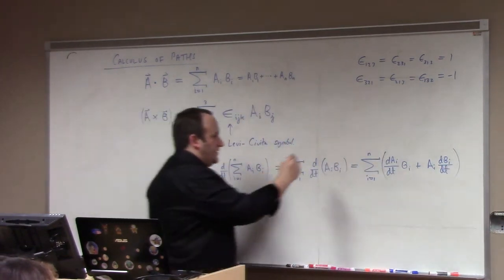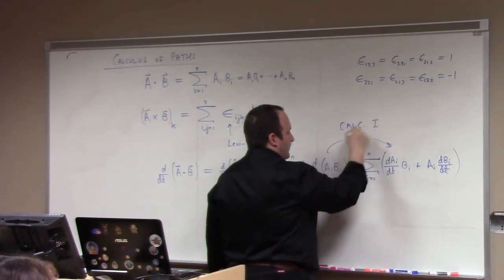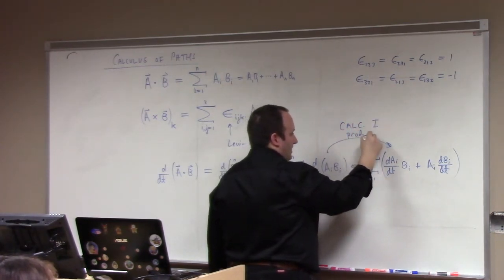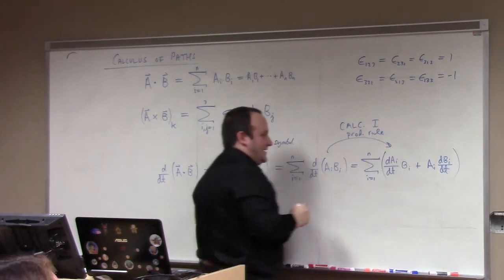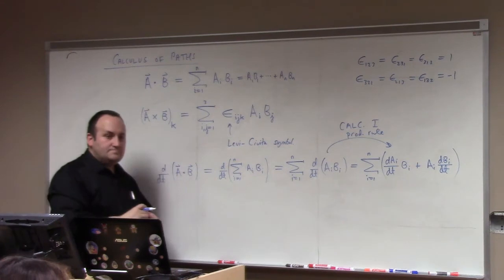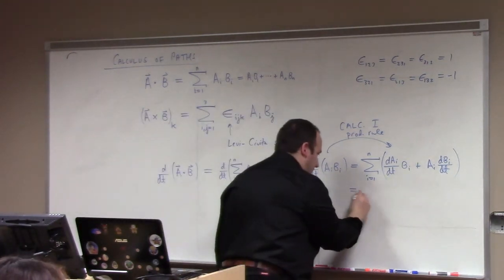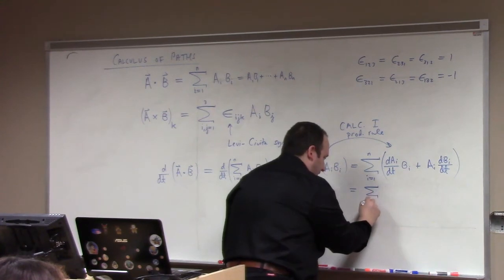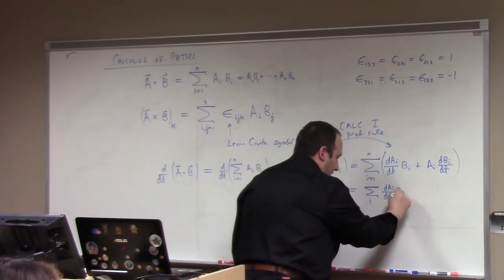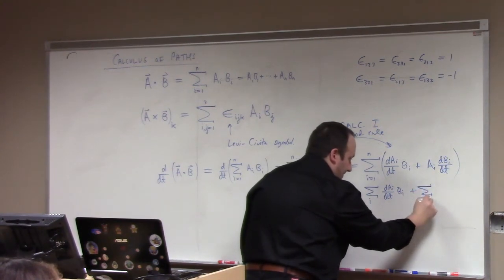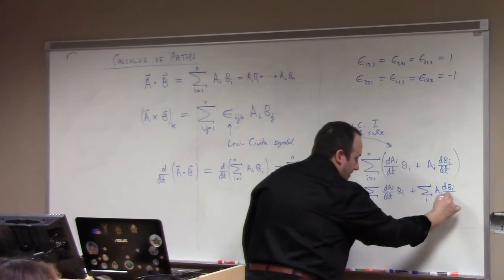So going from here to here, calc 1, product rule. Then you just have to look at this and go, okay, well that can be rewritten as the sum over i of dAi/dt times bi plus the sum over i of ai times dbi/dt.